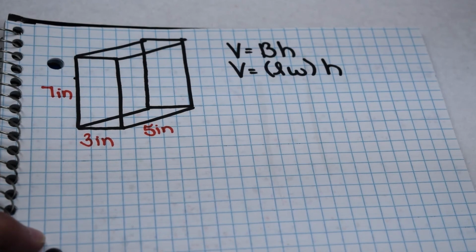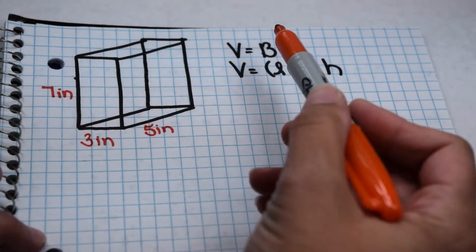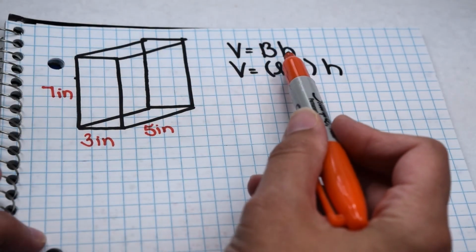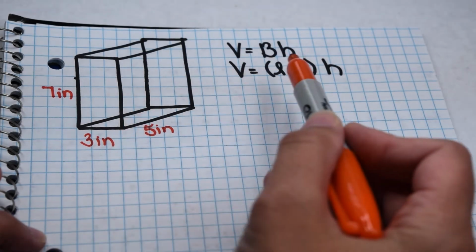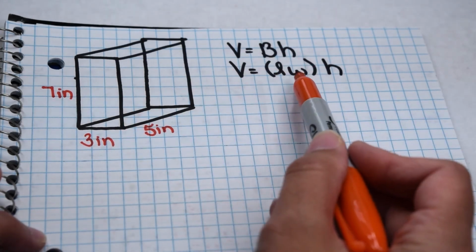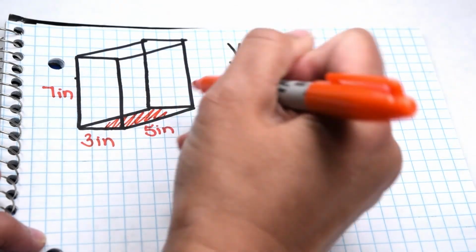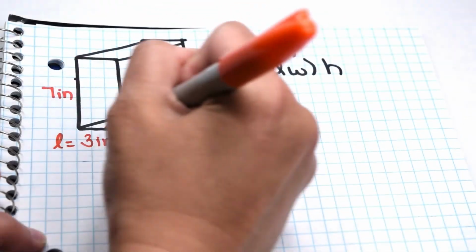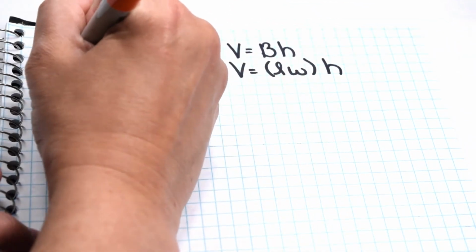Let's use our equation to find the volume of this rectangular prism. In general, the volume of a prism is area of the base times the height. Since the base of our figure is a rectangle, that means area of the base is going to be length times width. We're going to use this 3x5 rectangle as our base, so that means we have a length of 3, a width of 5, and a height of 7.